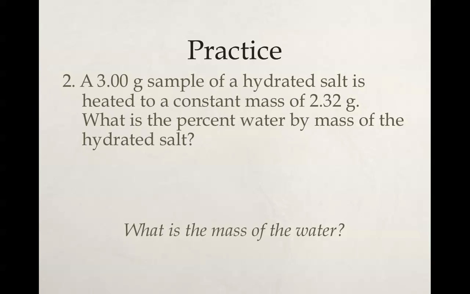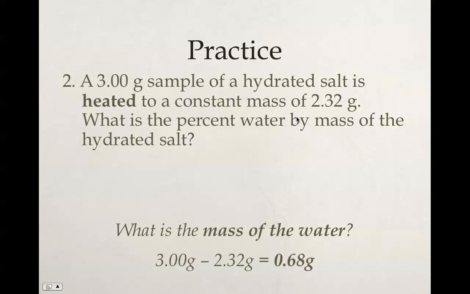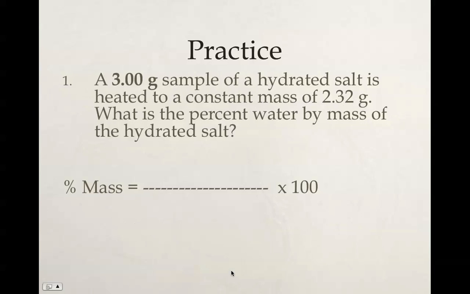Well, if we heated it to a constant mass of 2.32, that means the difference between these numbers is the amount of water that evaporated. So we would simply subtract our starting amount of the hydrate minus the anhydrous salt without water after it's been heated. So the mass of our water is 0.68 grams. So that's going to be our part.